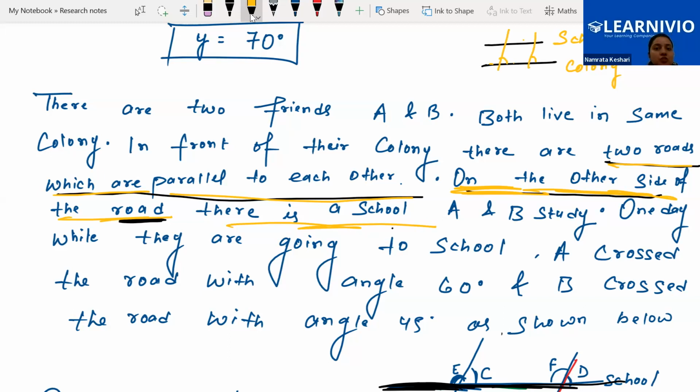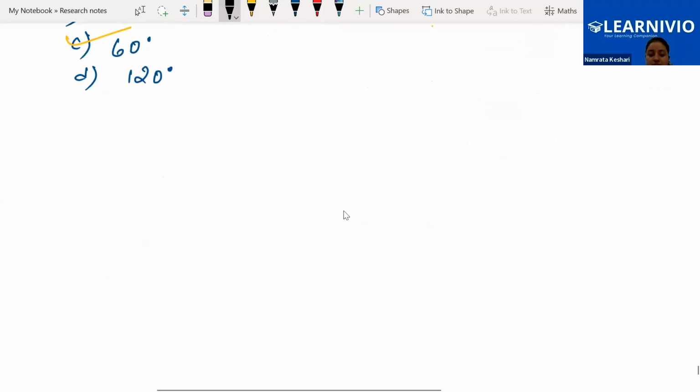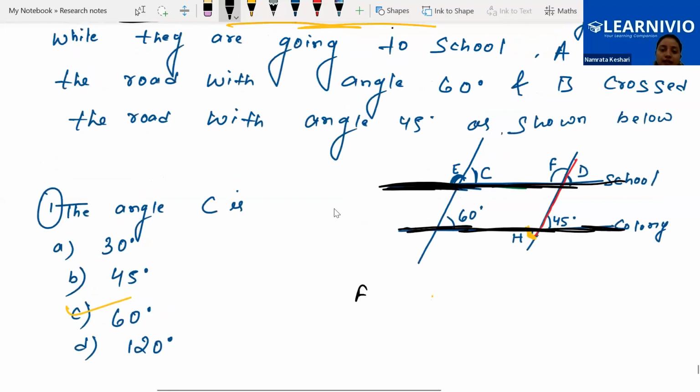Now tell me whether the situation is clear or not. Yes, ma'am. Clear? Now let's get back to the question. It says find C. Now you will be able to say C. Yes, Arhan, it is 60 degrees. Anyone having any confusion so far? No, ma'am. Okay. Now the next part of the same question says we have to find the angle E and G.